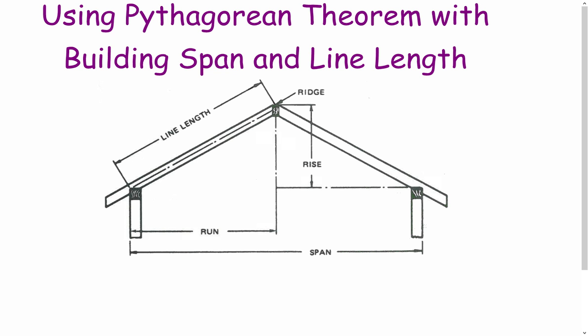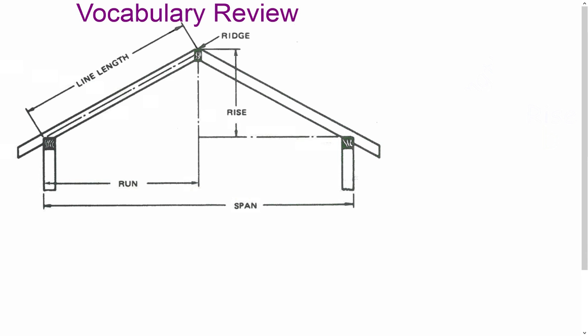This is a video on using the Pythagorean Theorem with building span and line length and rise and run. First, we need to look at a little bit of vocabulary review. What's the relationship between run and span? The span divided by 2 gives you the run. And we can use the Pythagorean Theorem.